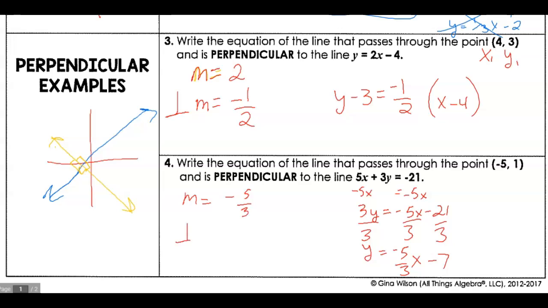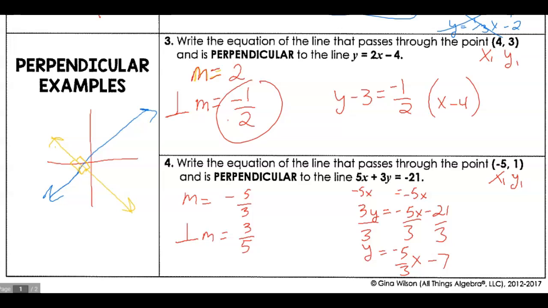My perpendicular slope, you flip the fraction and you do the opposite sign. Here's my perpendicular point. Okay, so if I go back to number 3 real quick, it's saying that the perpendicular one, so whatever second line I did, the one that has this slope of negative 1/2, would go through the point 4, 3. So if I graphed it, I would have 4, 3 on this line, which obviously I don't just because I sketched it and just took a guess, but it would include that point.